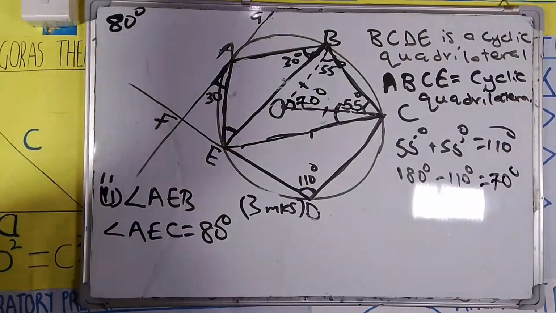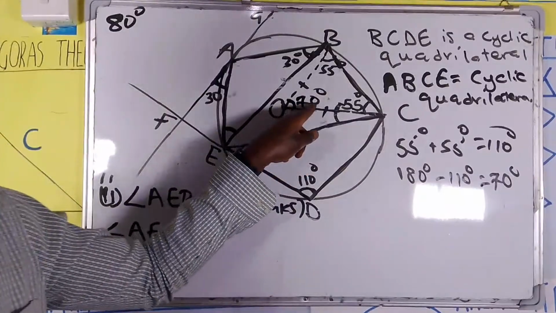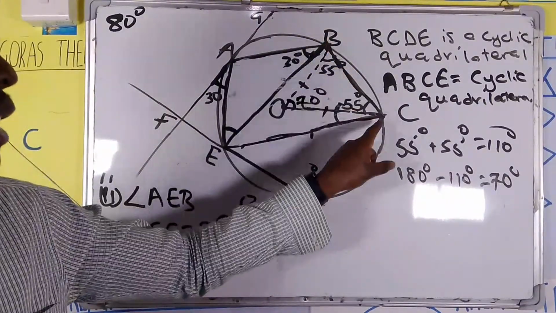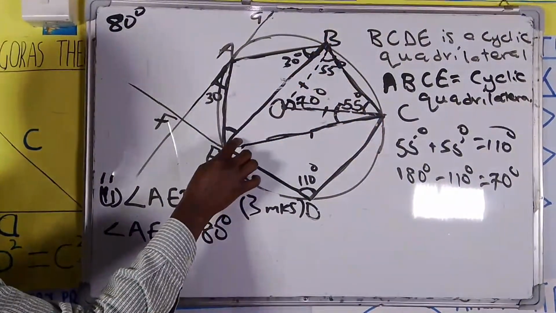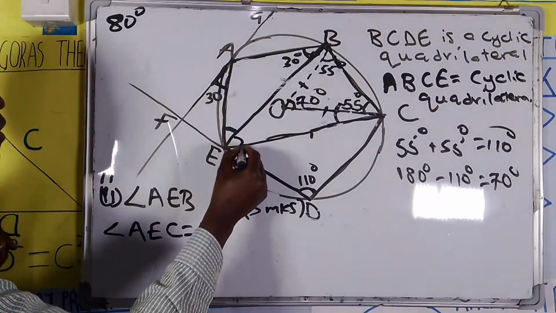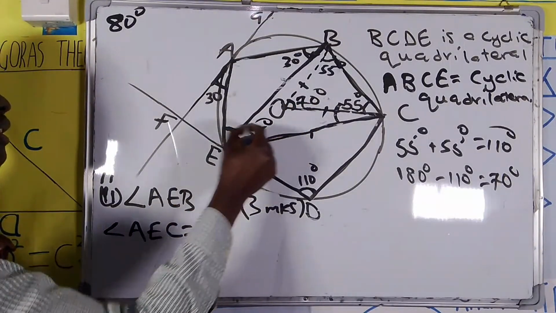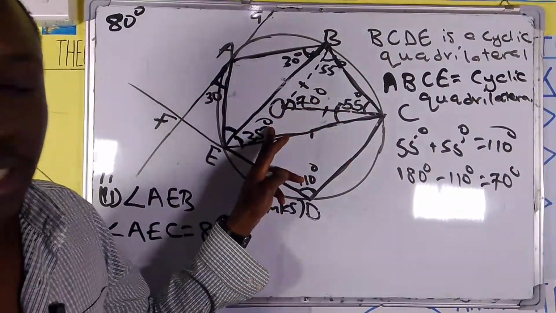And remember we said an angle subtended at the center of the circle by a chord is twice the angle subtended at the circumference of the circle by the same chord. So if this one is 70, this one is half of 70, which is 35 degrees. This one is half of 70, which is 35 degrees.